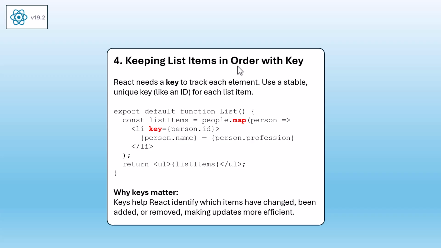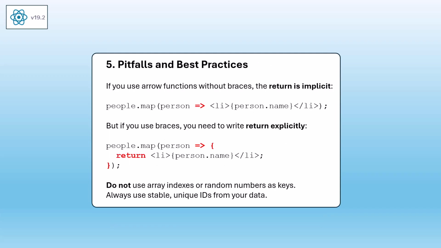Also note that keys are not passed to your components as props. React uses them internally for tracking. If your component needs an identifier, you have to pass it explicitly as another prop. 5. Pitfalls and best practices. When using arrow functions, it's important to understand that if you omit the curly braces, the expression immediately after the arrow is returned automatically. This is called an implicit return. However, once you use curly braces to define a block of code, you must write the word return explicitly. Otherwise, nothing will be returned, and your list won't render.